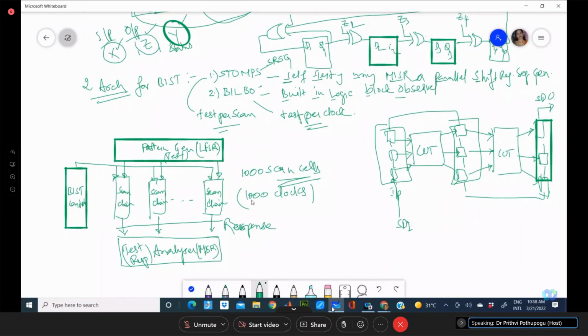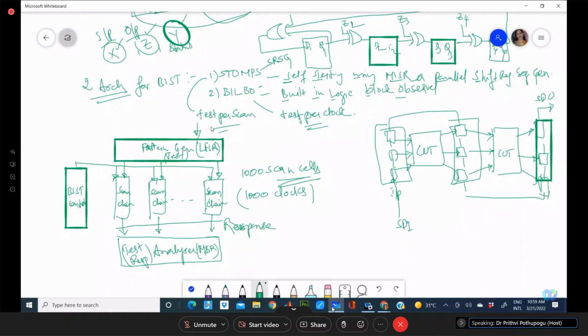That means first all these scan cells have to be filled with the patterns that are generated from the LFSR. And then you give one test, or one iteration time, to scan or to generate the response of the overall design. So that's why we call this test per scan.